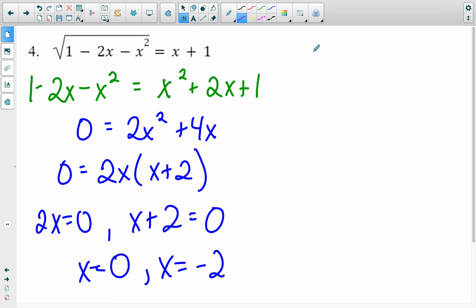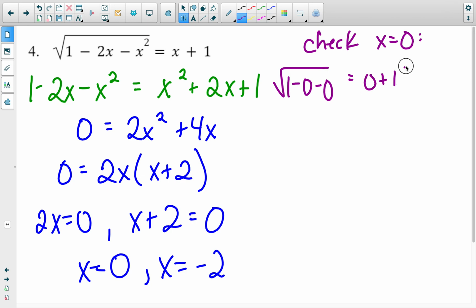Now we need to check and see if either of those is extraneous. Let's check x equals 0. Okay, square root of 1 minus 2 times 0 is 0. 0 squared is 0. Is that equal to 0 plus 1? So is the square root of 1 equal to 1? Yes. Okay, so x equals 0 works.